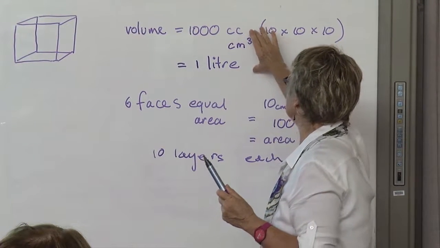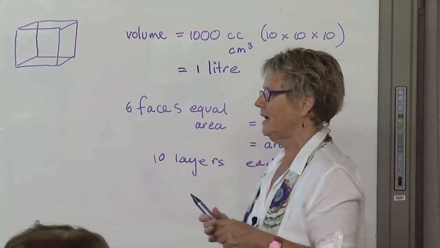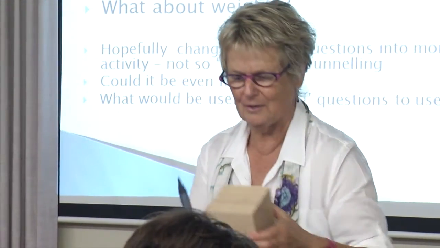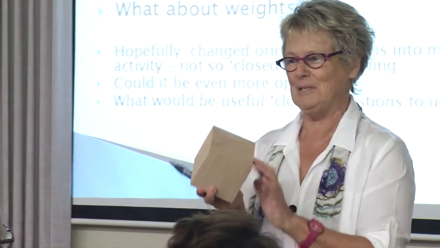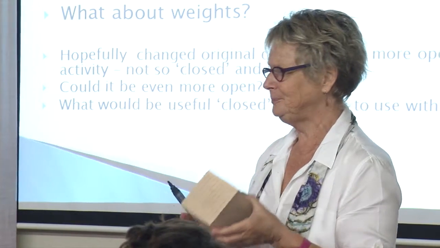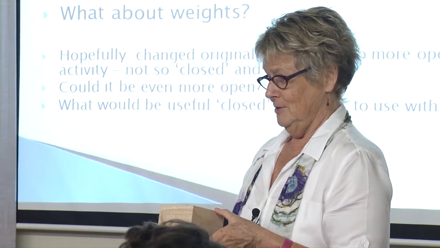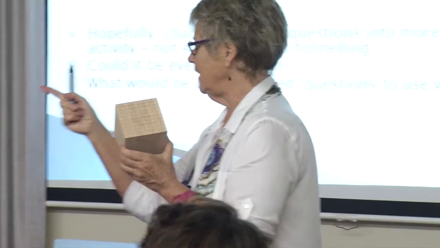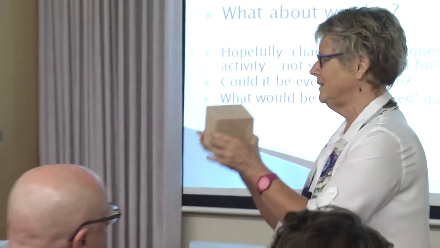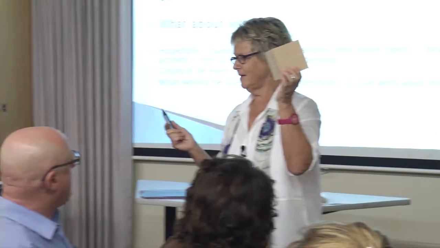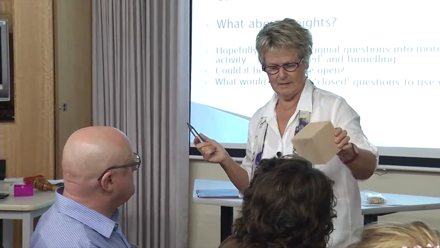So 1,000 cubic centimetres is also a litre, and in fact that is the definition of a litre. When they defined the metric system, they said we will take a block 10 centimetres by 10 centimetres by 10 centimetres, and we will call this 1 litre. And do you know anything else about it? 1 kilogram, if it's water. If it was water only, yes, it would then weigh 1 kilogram.